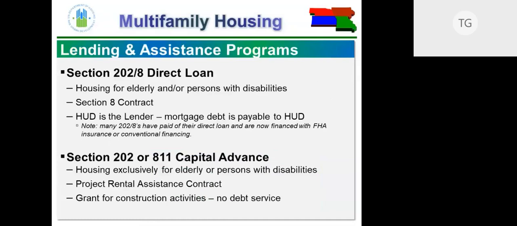So the HUD subsidy, rental assistance, would pay $440 of the rent. We also have mutually inclusive programs that include HUD financing and HUD subsidy. The first is the Section 202 direct loan. This is housing for the elderly or persons with disabilities, and it includes the Section 8 contract. HUD is the lender on this, so the mortgage payments are paid directly to HUD. This program actually ceased in the early 90s and was replaced by the 202 capital advance.